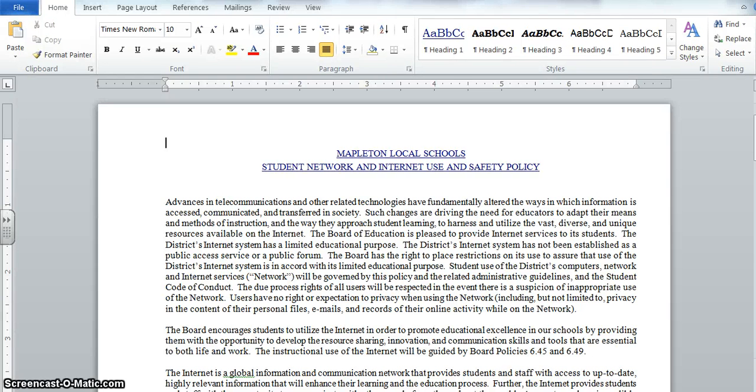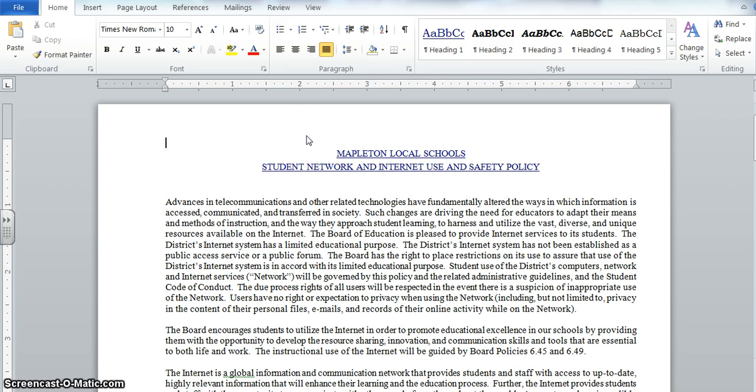My name is Katie DiMarino, and I am going to be revising the acceptable use policy for the school district in which I am currently employed, which is the Mapleton Local School District. I am going to begin by looking at the original document, which you see here, and working through some of the changes, going back and forth to really point those out.